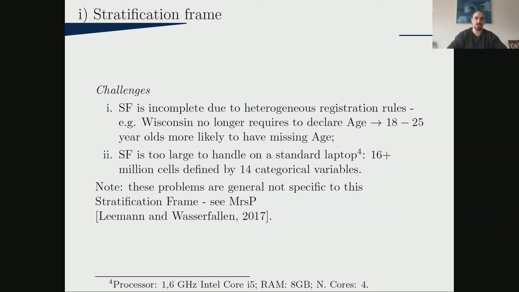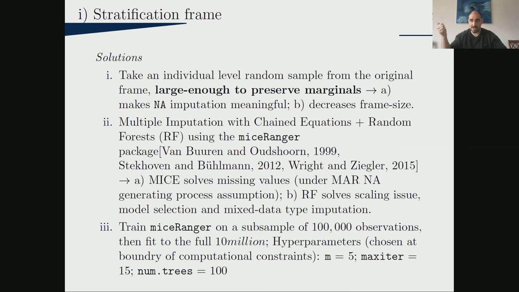So we hope that our application can be inspiring to others who are dealing with similar problems with MRP. The solutions we proposed are, first, we take an individual level sample from the original stratification frame. We make sure that this sample is large enough to preserve at least the key marginals. And this allows you to make meaningful multiple imputation models, because now the imputation is at the individual level and you can correctly account for individual level uncertainty. Whereas if you had the cells only, if you were imputing, for example, the value of one cell, you'd turn all of that cell into the newly imputed cell. In this way, we're only turning individuals and we're preserving individual level uncertainty.